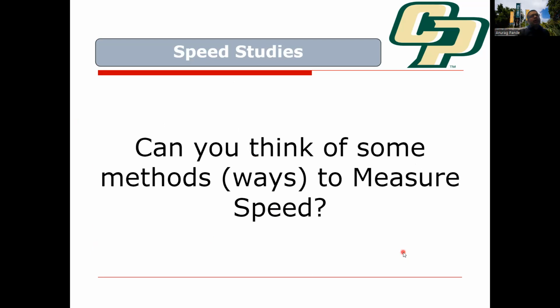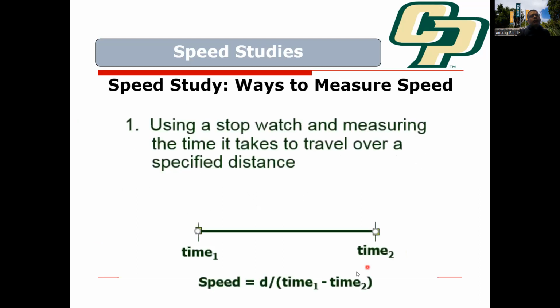Can you think of some ways or methods to measure speed? One method would be to use a stopwatch and measure the time it takes to travel a specified distance. So you basically create 2 markers on the road. You have a stopwatch, and you randomly sample vehicles passing from one location to the other and take the difference. The distance would be known already. So for example, if this distance was 500 feet, you take the 500 feet and then you look at the time difference of the same vehicle passing point 1 and point 2, and you take the difference between the times.